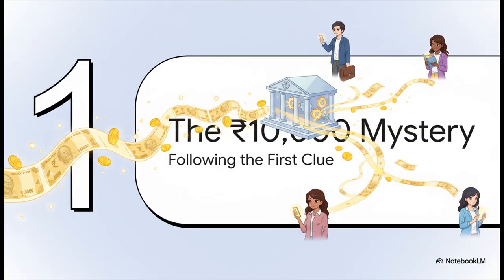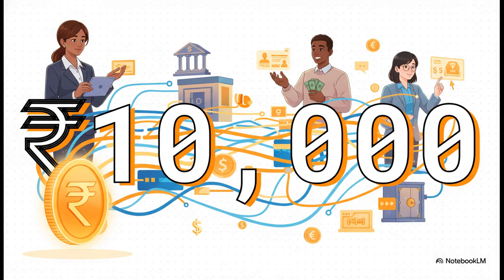All right, our investigation begins now. Let's follow the trail of that 10,000 rupee deposit. We're going to go step by step to see exactly where this first clue takes us. Here it is, Exhibit A, our primary piece of evidence. This single deposit is the seed. It's the little spark that's going to kick off a massive chain reaction throughout the entire banking system.